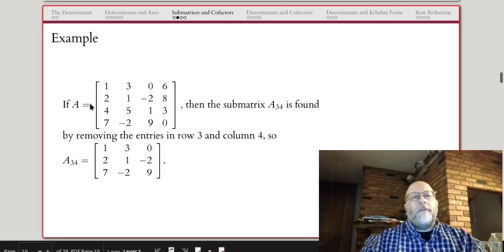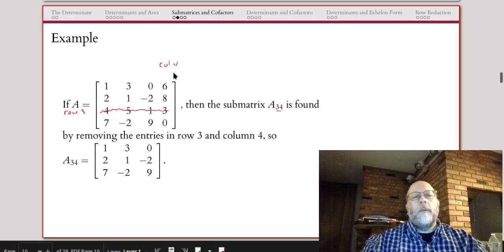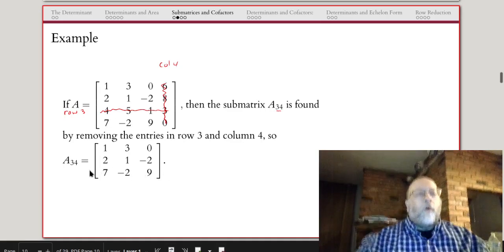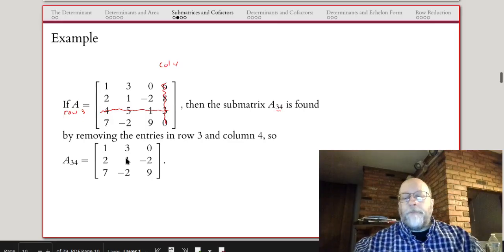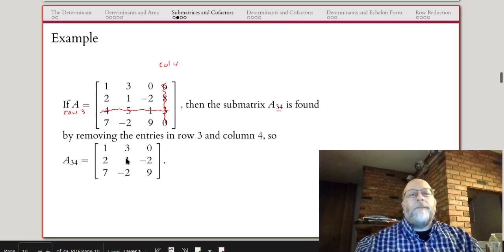So for example, if this is my matrix A, and I want to find the submatrix A_3,4, then I remove row 3, and I remove column 4, and the remaining entries 1, 3, 0, 2, negative 2, 1, negative 2, 7, negative 2, 9 form the submatrix that we're looking at, A_3,4. All right, that's what a submatrix is.